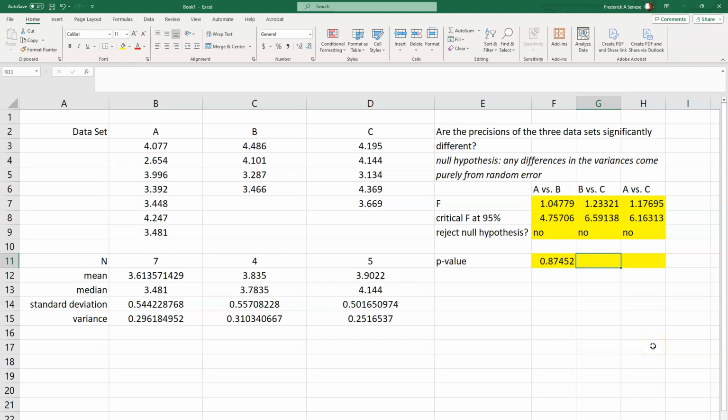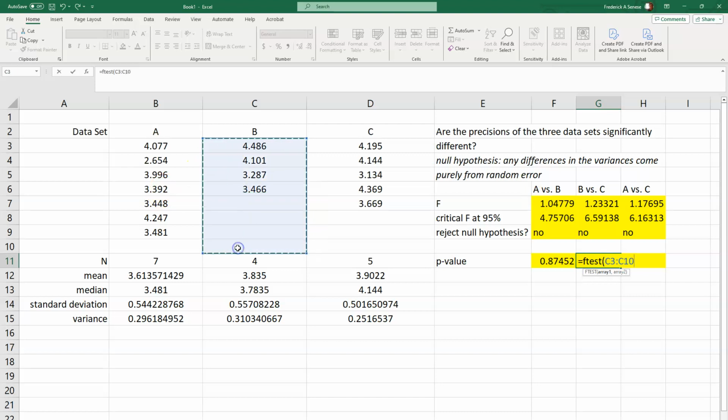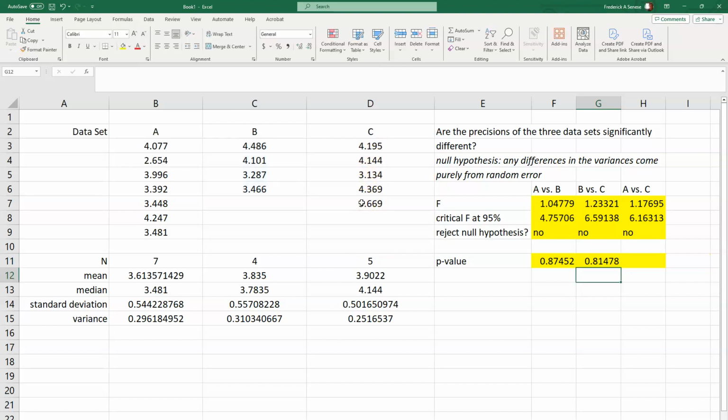So let's get the p-values for the other comparisons. Here I'm comparing set B and set C. And I could just select the data itself, but I'm keeping the selection areas the same size every time. There's an 81% chance that I'll be wrong if I reject the null hypothesis. That's a pretty high percentage, so I shouldn't do that. If your p-value is bigger than 0.05, you can't reject the null hypothesis with confidence.